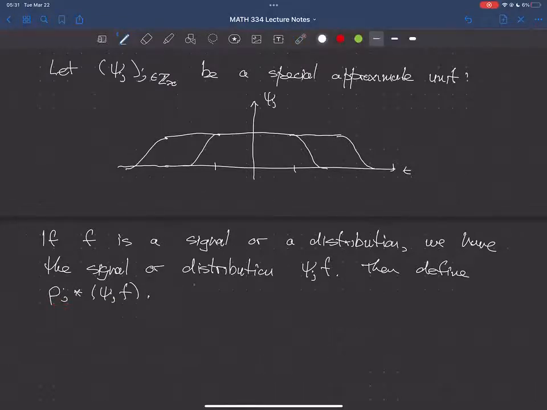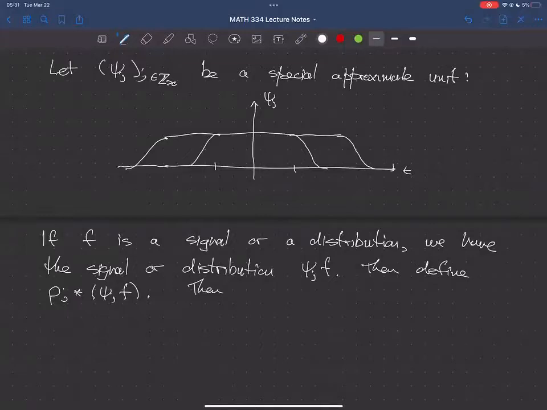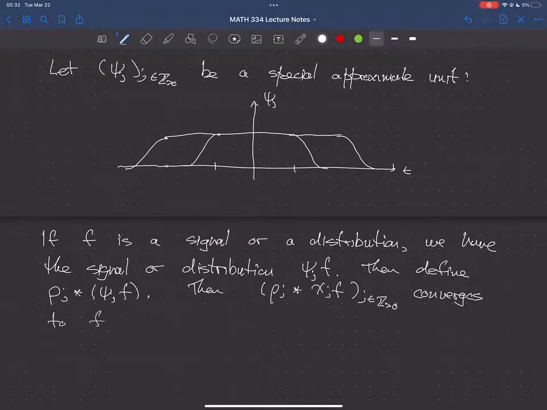Okay, and so then I'm almost done. So then this converges to f in all of the function spaces that we've been talking about, like L^p, and in D prime for distributions.